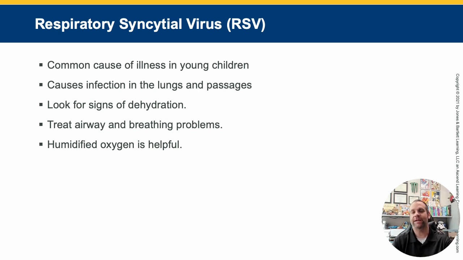RSV causes inflammation of the bronchioles and lungs, leading to symptoms like coughing, wheezing, fever, and dehydration. These children often present with rapid breathing, nasal flaring, and signs of respiratory fatigue. With any of these pediatric or infant patients, if they're having any type of respiratory stress, you're looking at the nares to flare open, and you're looking for retractions in the ribs and the neck area.